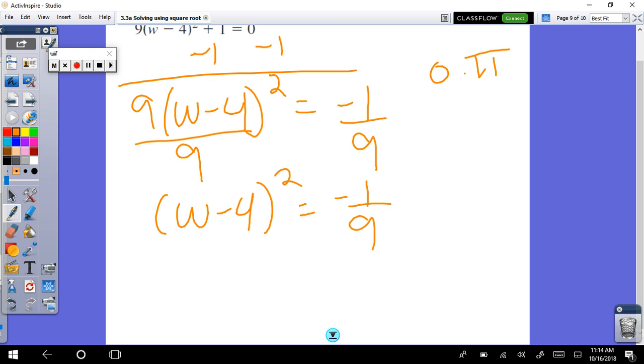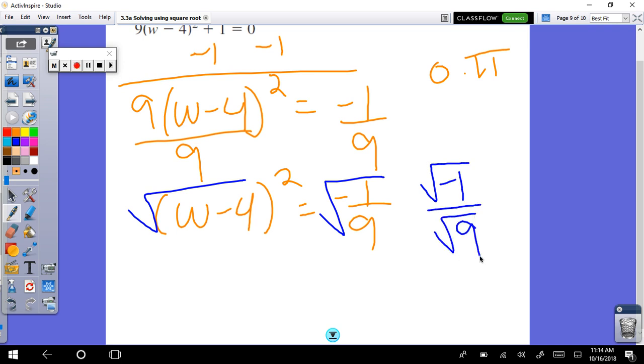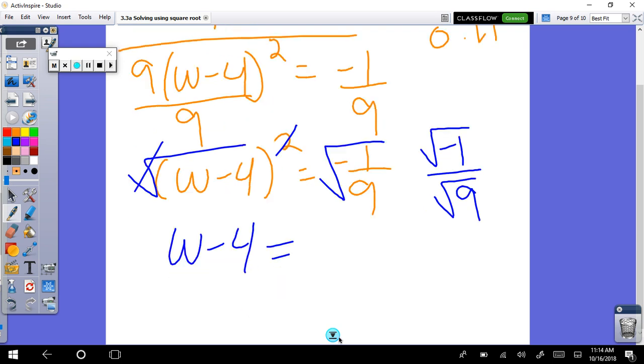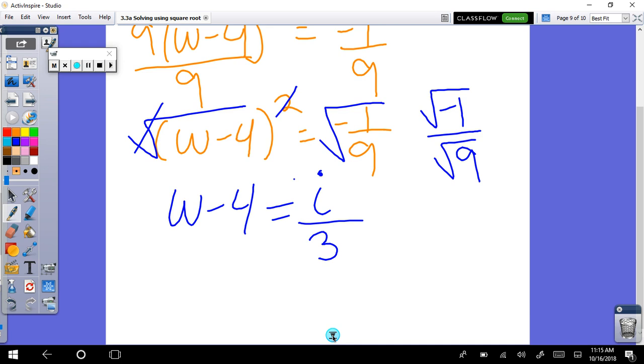And when I square root, you'll see why I left it as a fraction. Because when you square root a fraction, you can actually square root the top and square root the bottom separately. So on this side, the square and the square root cancel, and I get w minus 4. Well, the square root of -1 is i, and the square root of 9 is 3. And it is going to be plus or minus i over 3.